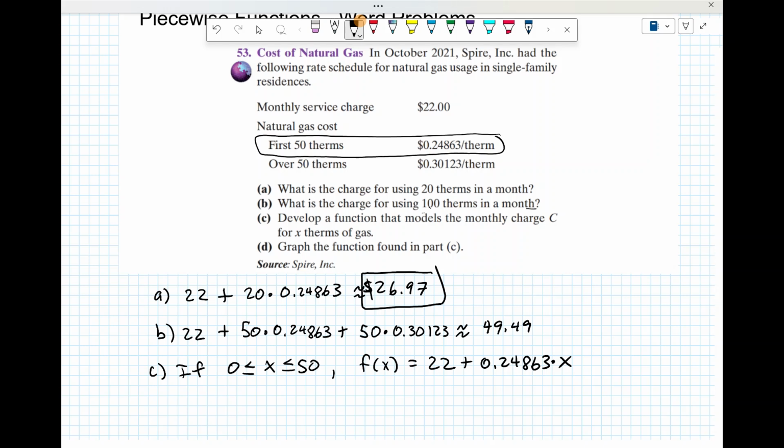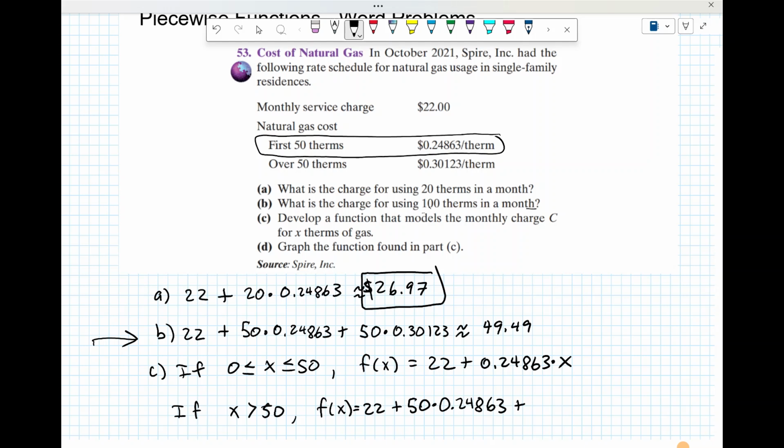But what happens if we use more than 50 therms? In other words, x is greater than 50. It'll look more like part B. So my function will be 22 plus my first 50 therms will be 50 times 0.24863. That'll be 50 therms at the cheaper rate, plus whatever's left over will be at the larger rate.